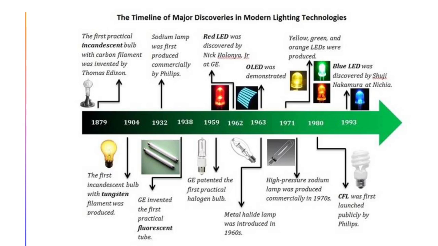Like the sodium lamp was first produced by Philips in 1932. It just gives you a bit of a timeline all the way up to the blue LED, which was discovered by a chap in 1993. So let's just give you a bit of background about lighting itself.